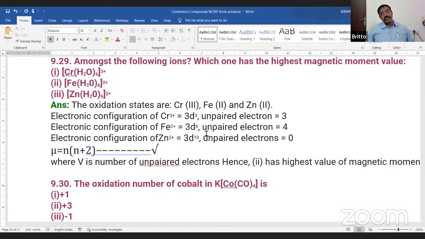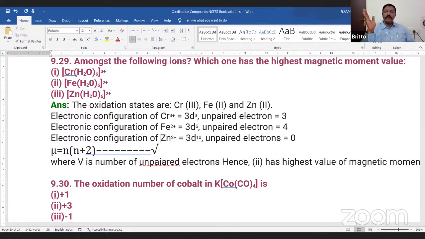Now just remember, Fe2+ is 3d6. How, sir? Iron's atomic number is 26, so the configuration is 3d6 4s2, which is 8 electrons. We are going to remove 2 electrons, and so you get the 3d6 configuration. So Fe2+ is 3d6, and zinc is 3d10.